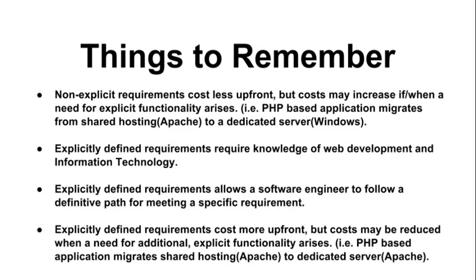Explicitly defined requirements may cost more upfront, but costs may be reduced when a need for additional explicit functionality arises. Case in point, a newly formed manufacturing company makes a decision that part of their sales will be the result of e-commerce. The company then spends a great deal of time explicitly defining their software requirements. After careful consideration of costs and the need for expandability, the company decides that they will utilize shared hosting and content management systems developed within open source software.